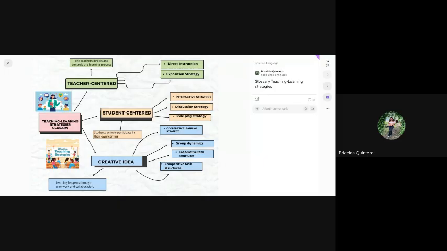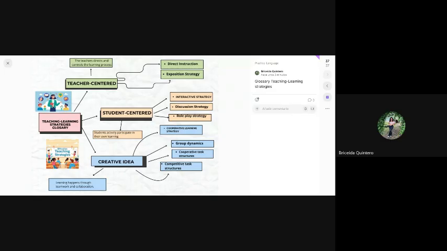This strategy focuses on the active participation of students. Learners are involved in discussions, interactions, and activities that help them construct their own understanding. And the second one is creative idea.